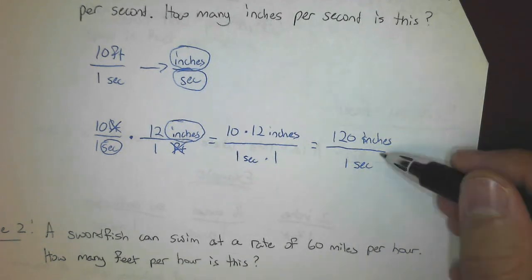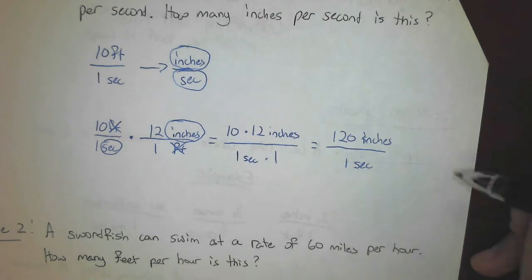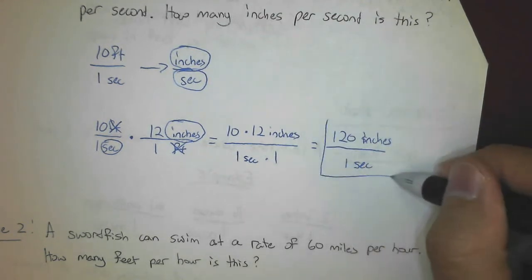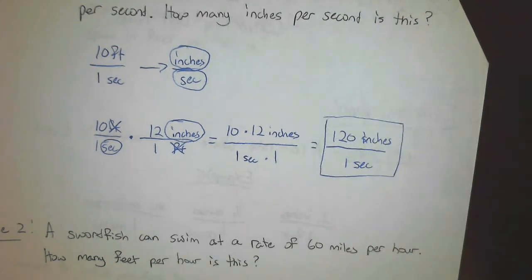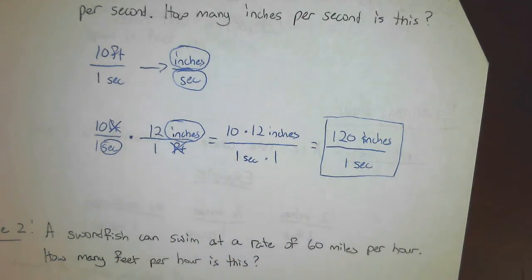So we've gotten to our unit ratio. We have 120 inches per 1 second. Our denominator is 1. So we are finished. We started with 10 feet per second, and we finished with 120 inches per second.